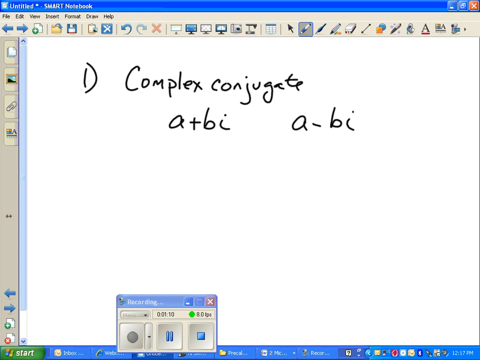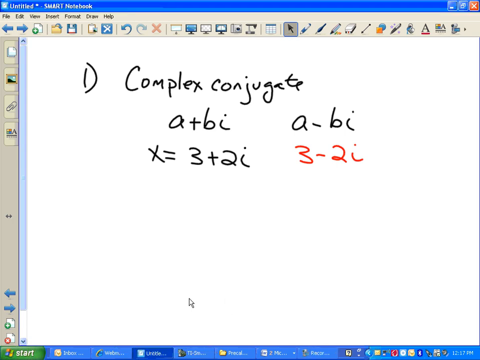The question on the quiz will look like this. Suppose that x equals 3 plus 2i, then name another solution. I do give you the hint to think complex conjugate. That means if 3 plus 2i is a solution, you should write down 3 minus 2i in the blank. That's the complex conjugate, and you will have the answer correct to number 1.